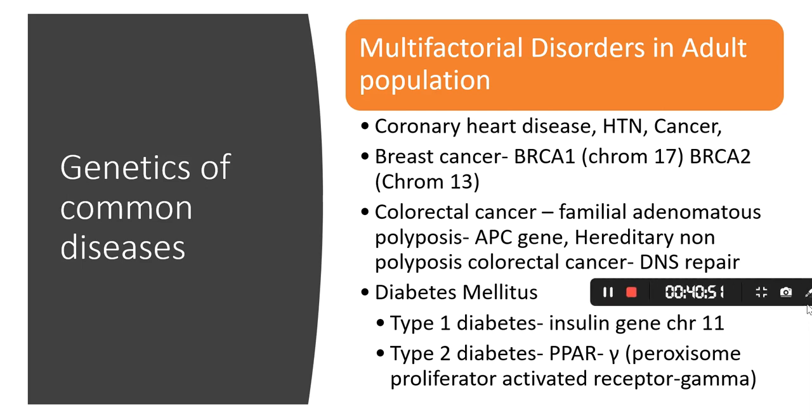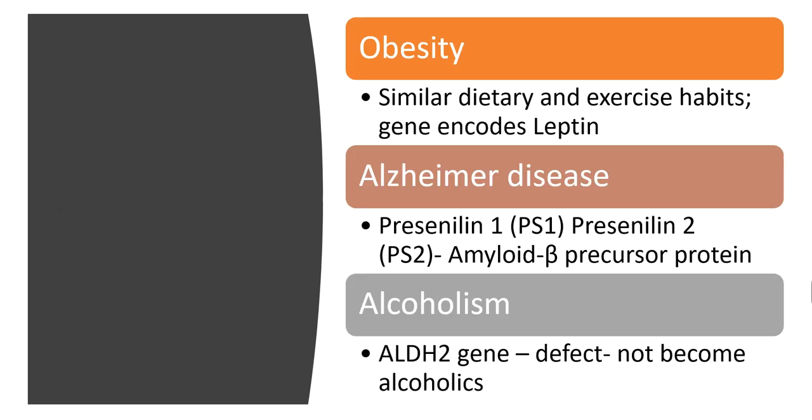So diabetes, whenever we say, it is not just because the gene is abnormal; the individual is also eating a lot of sweet food, definitely. What are the other disorders which are multifactorial? Obesity: the leptin gene is abnormal in them, and there are dietary problems and exercise problems with them. Alzheimer disease: there are genes called presenilin 1 and presenilin 2 which go abnormal.